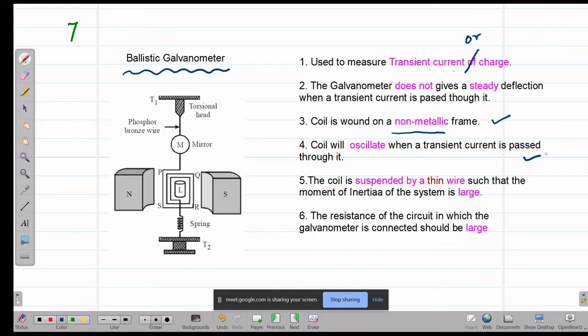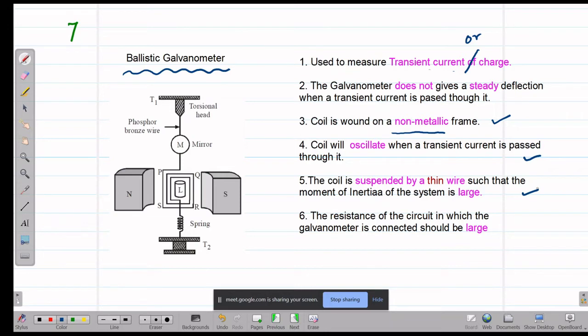Then, in the case of a ballistic galvanometer, the suspension wire will not be thick, it will be very thin, such that the moment of inertia of this entire system will be very large. We will understand the reason for this after we discuss the theory. I am just listing out the 5 or 6 major differences between ballistic galvanometer and deadbeat galvanometer. This itself can be a 4-mark question.